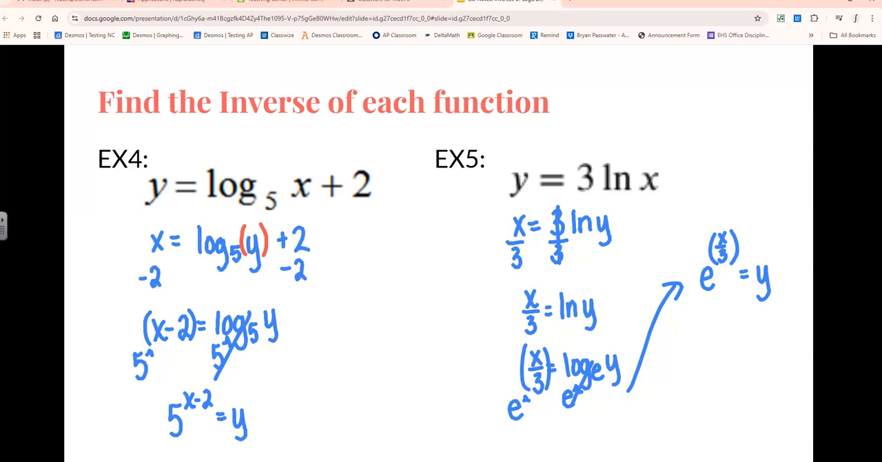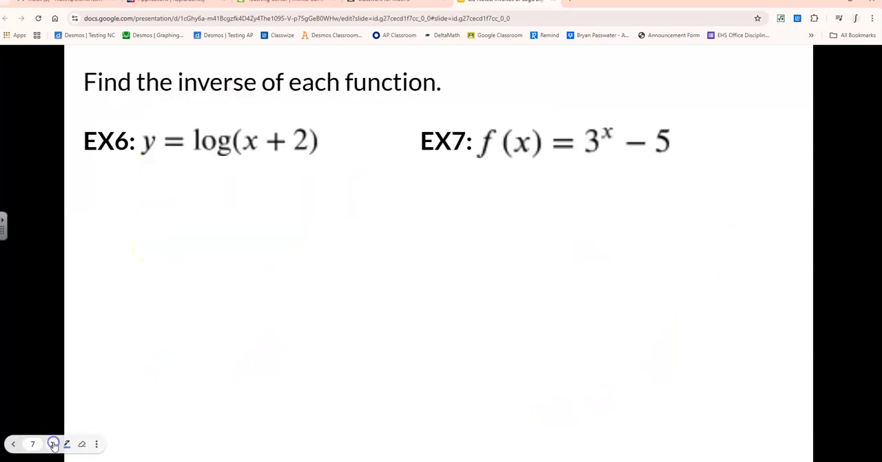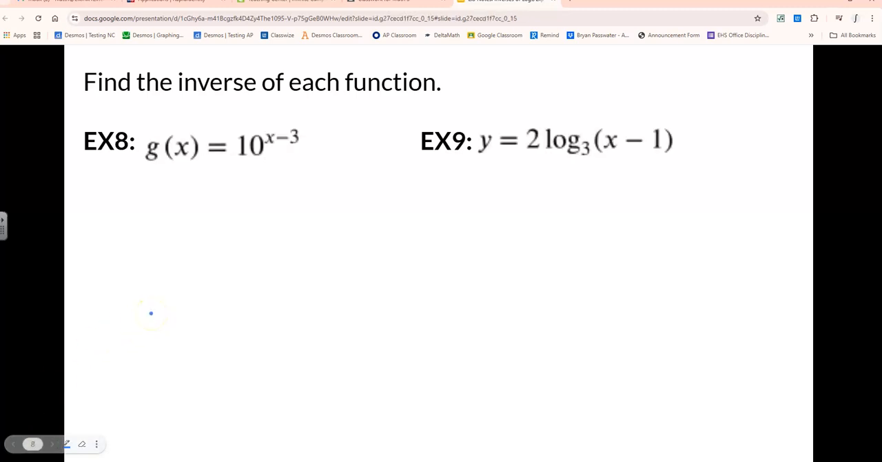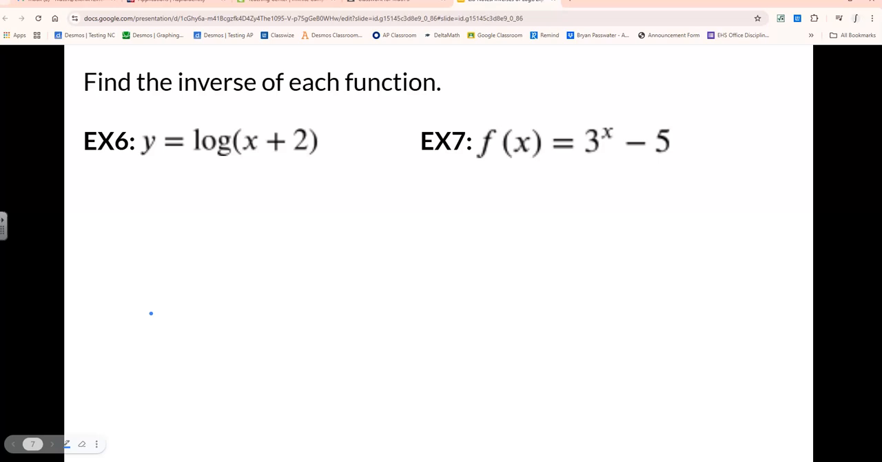Okay, if you start off with a log, you should end up with an exponential, right? If you start off with a log, you should not get another log in your answer. Logs are not inverses of logs. Okay, here. All right. Try these next 4 on your own.